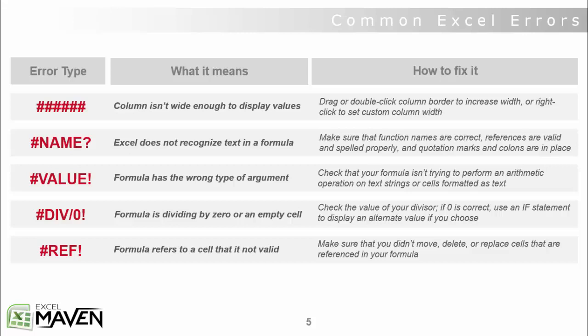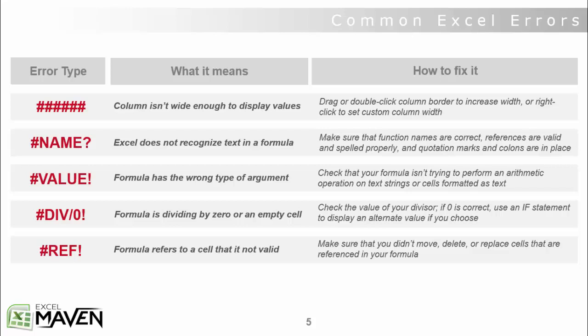Next up, #DIV/0!. This one speaks for itself. You're trying to divide by 0 or by an empty cell. So just check the value of your divisor. And like I mentioned, 0 might be the correct number, so there's nothing wrong. So you can either keep the #DIV/0! error there, or you can use an IF statement, specifically IFERROR, to display an alternate value if you choose to do so. So I'm going to show you a quick example of how to do that in just a moment.